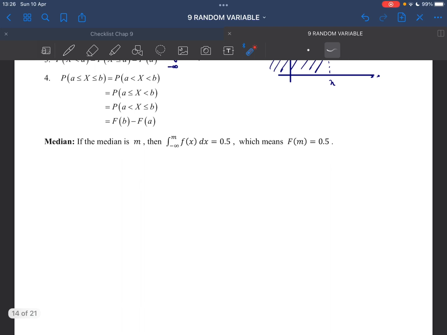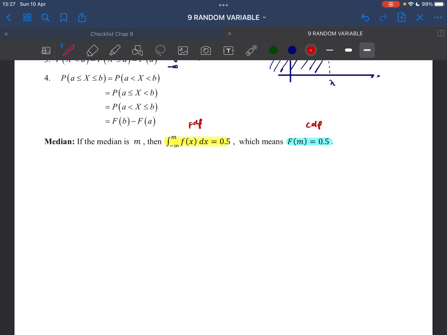Alright, so let's see here. If the median is m, then we have to integrate f(x) from negative infinity to m, which will equal 0.5. This is how we find the median. If you use this formula here, you have to have the probability density function. But if you have your CDF, you can use this formula. So this is if you have the PDF, and this is if you have the CDF.